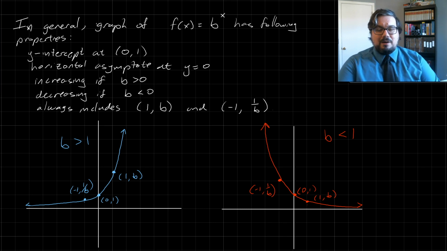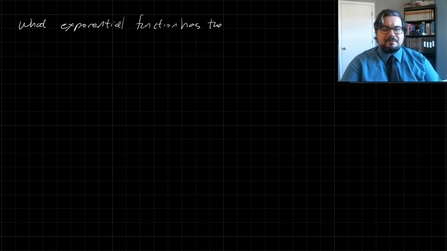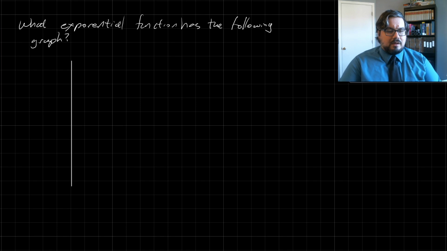So let's see an example of how we can work with this. So we can ask, what exponential function has the following graph? And we're given a graph like this, where we can see that it goes through the point 0, 1. It goes through the point 1, 4. And looks like this.